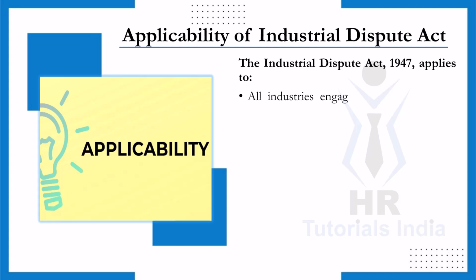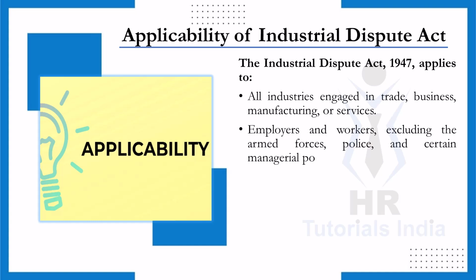The Industrial Dispute Act 1947 applies broadly to industries involved in trade, business, manufacturing, and services. This means any sector that falls within these categories, whether public or private, is governed by this law. The Act seeks to cover a wide range of industries to promote uniformity in labor practices and dispute resolution. This act applies to workers and employers but specifically excludes certain groups.